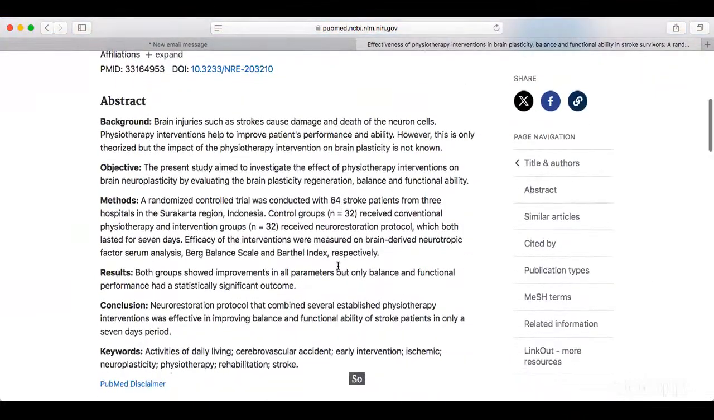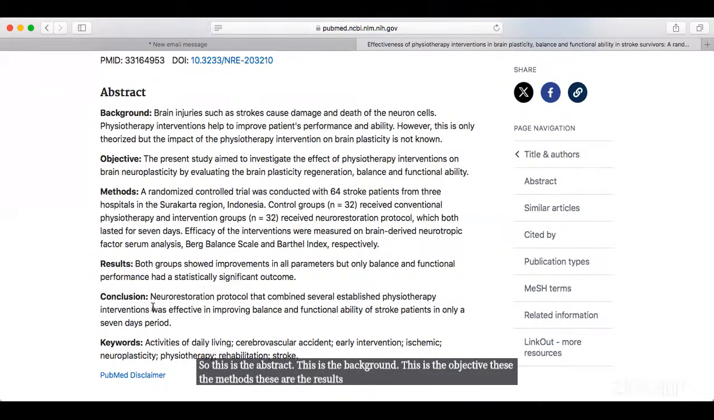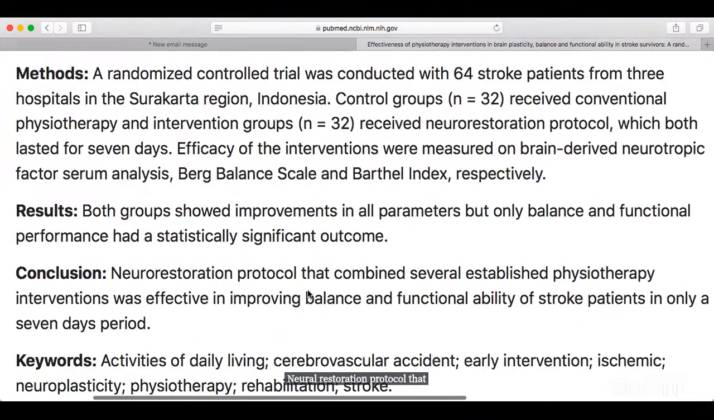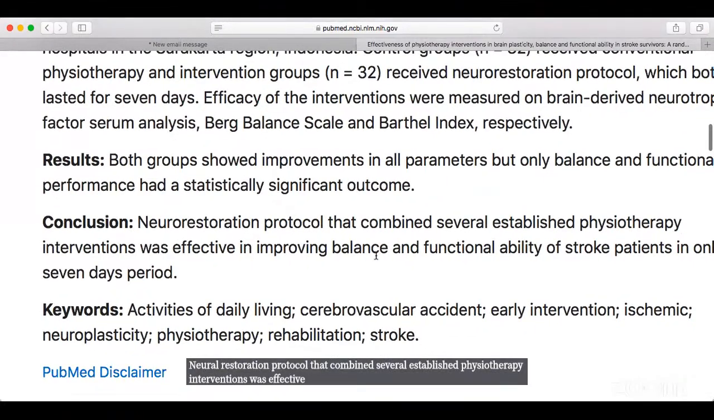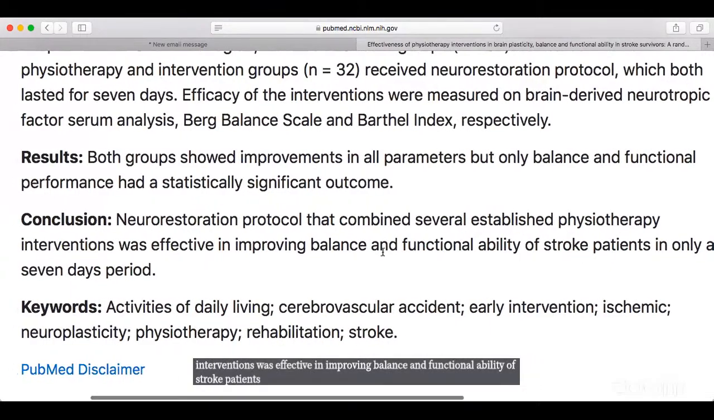So this is the abstract. This is the background. This is the objective. This is the methods. This is the results. This is the conclusion. Neuro restoration protocol that combined several established physiotherapy interventions was effective in improving balance and functional ability of stroke patients in only a 7 days period.